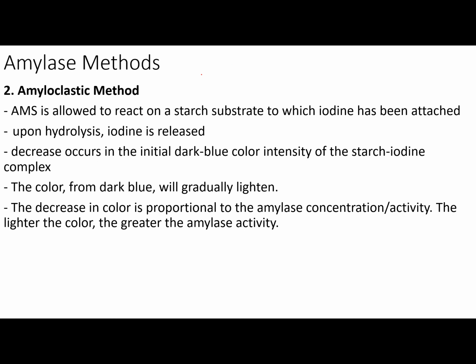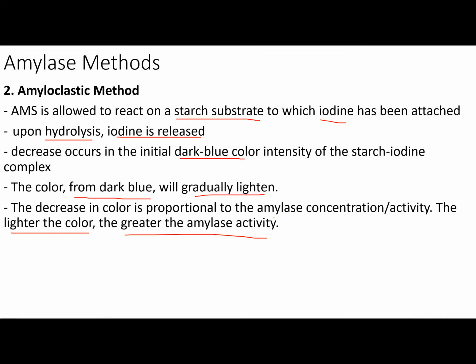Then we have your amyloclastic. So sa amyloclastic, class, tatandaan nyo dito is it would usually involve the use of iodine. AMS or amylase is allowed to react on a starch substrate to which iodine has been attached. Upon hydrolysis, iodine would be released. A decrease occurs in the initial dark blue color intensity of the starch-iodine. So the color from dark blue, class, will gradually lighten. The decrease in color is proportional to the amylase activity. The lighter the color, class, the greater the amylase activity.